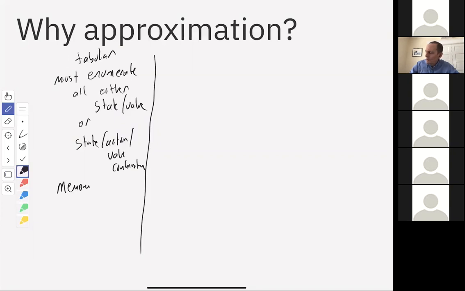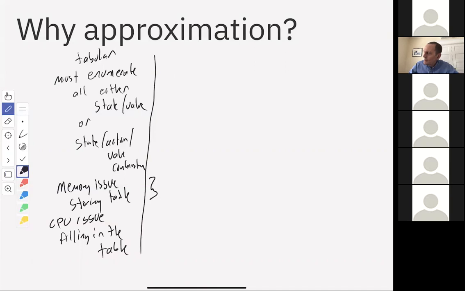We have the memory issue, which is storing the table. And then we also have, let's say, the CPU issue as far as filling in the table, right? And those actually are two interesting points, okay? So a good example would, you're right, be chess, where we have lots of different states, although a finite number. Can you give me an example where we might have an infinite number? We would need an infinite table in order to store our values.